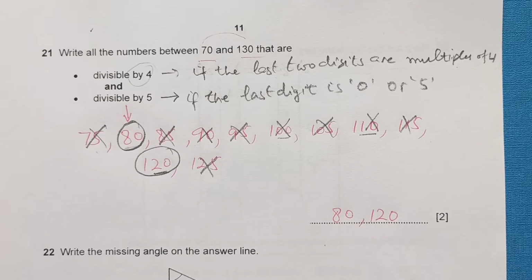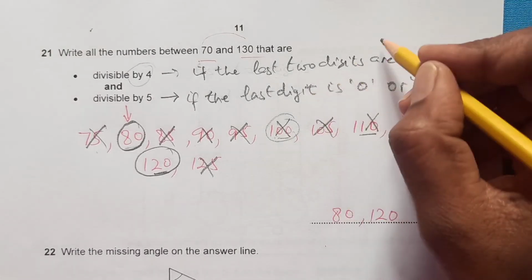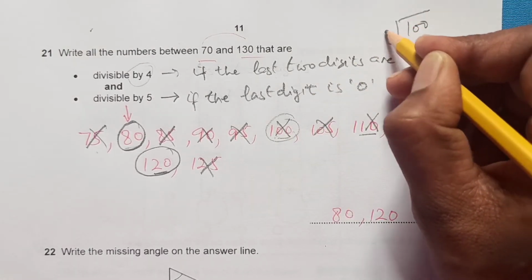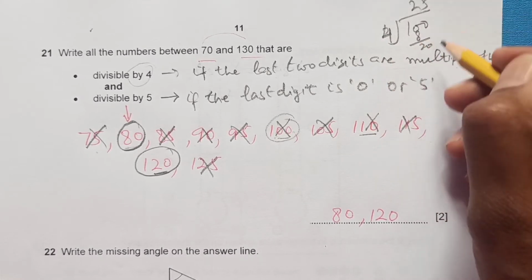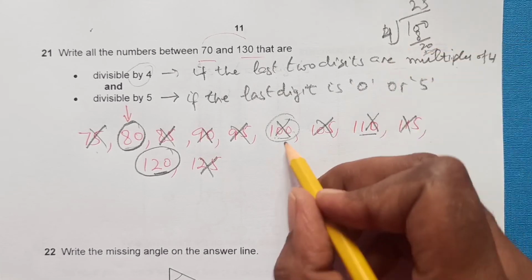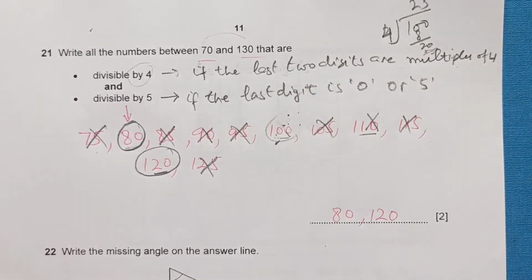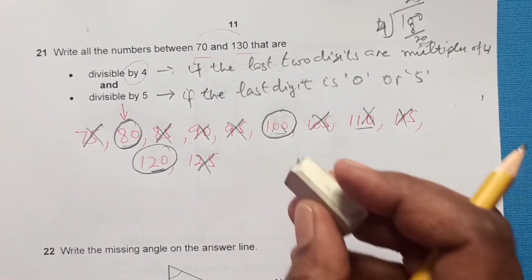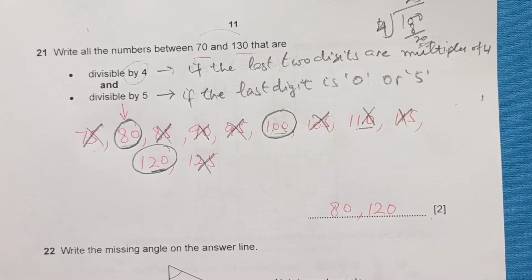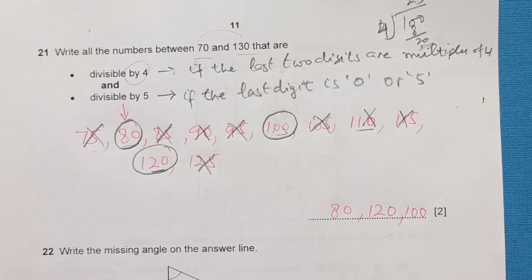So now the last 2 digits here, this 100 may be in the list because we have 0, 0. So this rule will not apply here. So we have to divide it by 4. 25 times 4 is 100. So 100 will also be included in here. So 80, 120 and 100. There will be 3 numbers here.